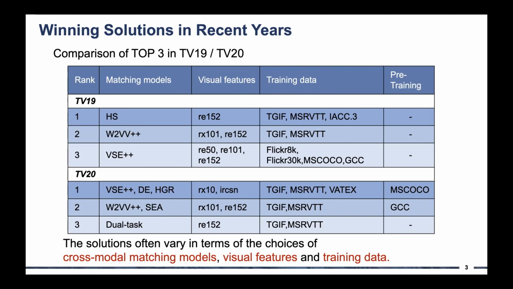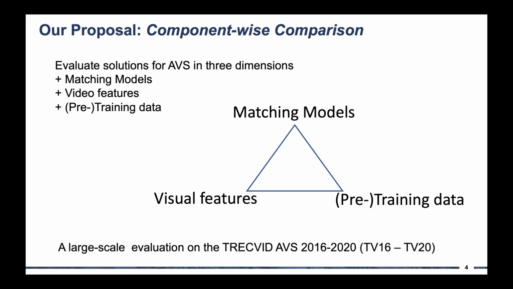So what matters for AVS? Towards answering the question of what matters for ad hoc video search, we evaluate solutions for AVS in three dimensions: matching models, video features, and pre-training or training data. Then we present a large-scale evaluation study on the TRECVID AVS benchmarks of the last 5 years, namely TV16 to TV20, to bridge the gap between the current solution-level comparison and the desired component-wise comparison.